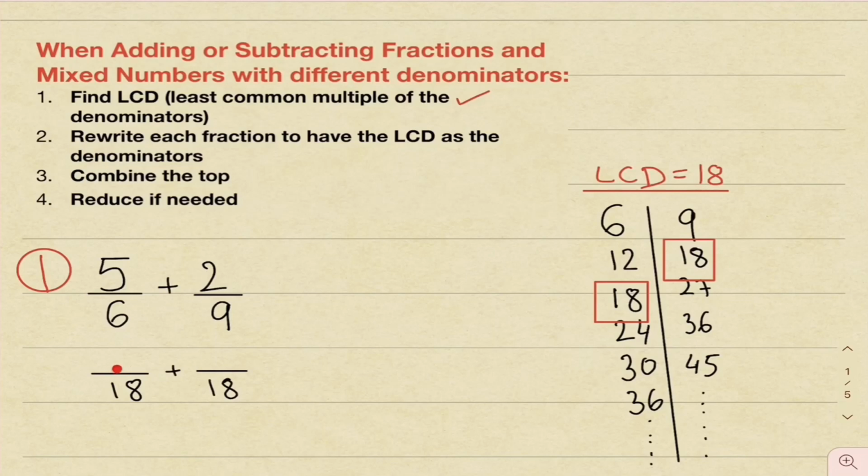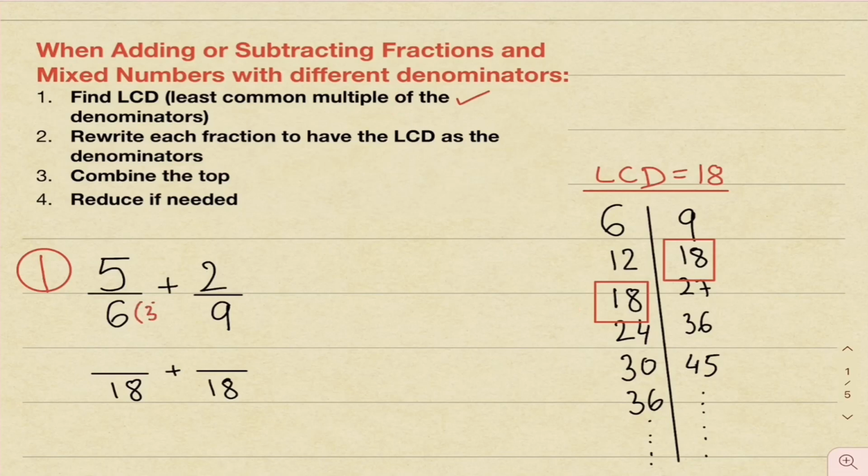Now what do I put on top? So let's look at the first fraction. The denominator was 6, and I made the denominator 18. So how do I make 6 into 18? What do I multiply it with? If you don't know that number, then you can go back to the list and start counting down the list from the 6 here down to the LCD that we just found, which is 1, 2, 3. So to make 6 into 18, you have to multiply by 3.